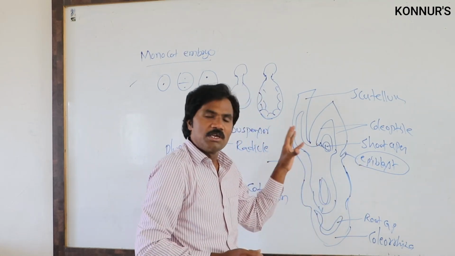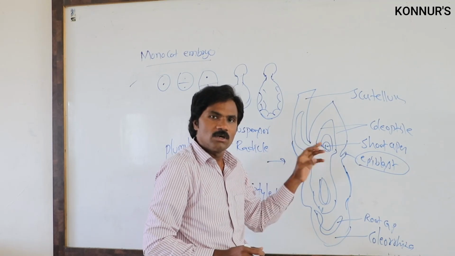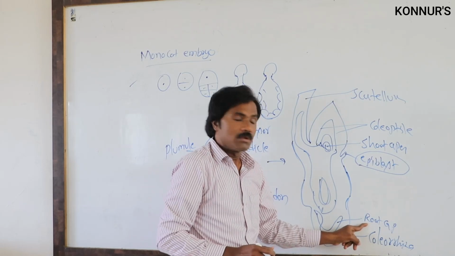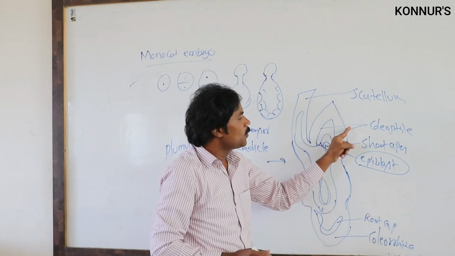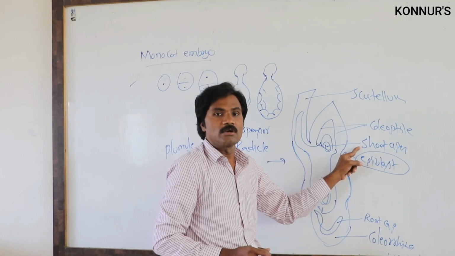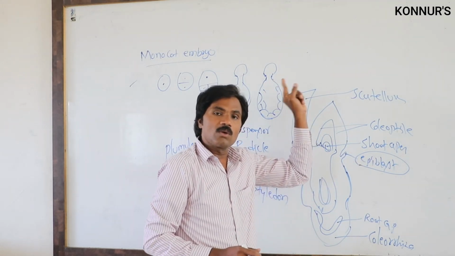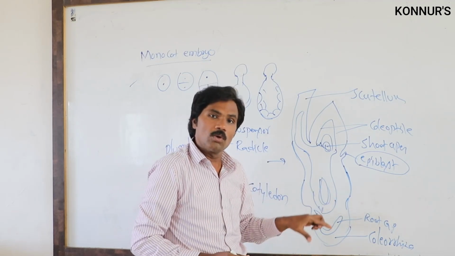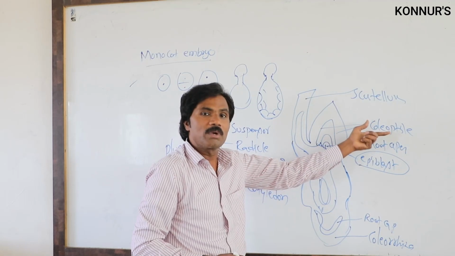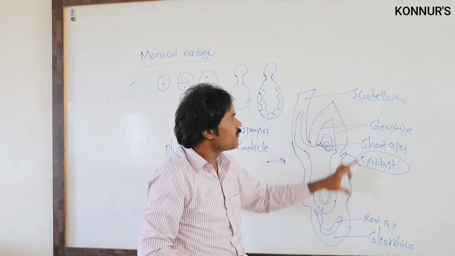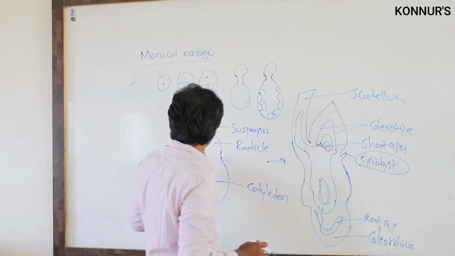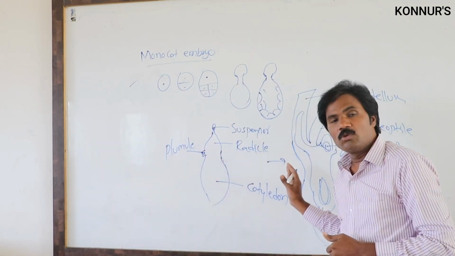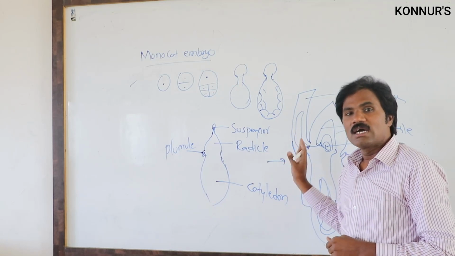Apart from this, in monocot one can generally observe the coleorhiza covered with the root cap, as well as the coleoptile and the shoot apex. In dicot, one can observe the epicotyl and hypocotyl, but here the coleorhiza as well as the coleoptile. That is the major differentiation, as well as the scutellum and the formation of the plumule. This diagrammatic view represents the grass.